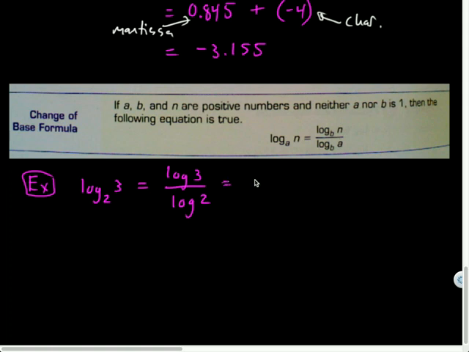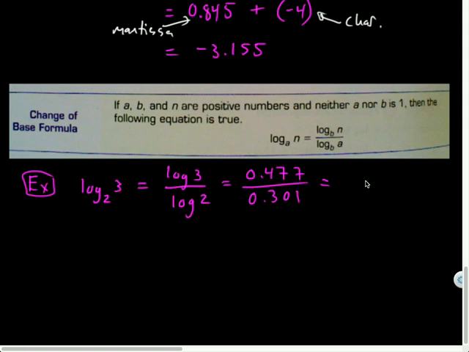So what was log base 10 of 3 from earlier? 0.477. Yep. Over log of 2, 0.301. Notice I've got a fraction that I would expect to give me something bigger than 1, which makes sense because 2 to the first power would have been 2, so 2 to something bigger than 1 would give me something bigger than 2, right?